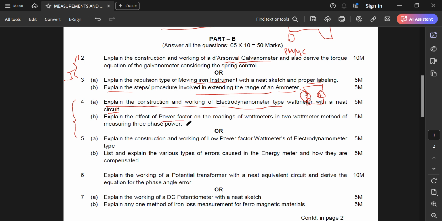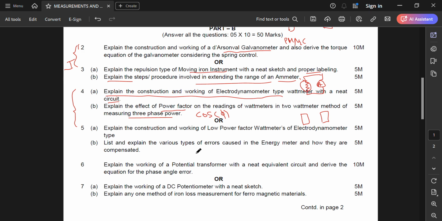What is the power factor meter? Dynamometer type power factor meter. You can explain here. Power factor cos phi is measured directly by using the power factor meter. This power factor meter consists of one fixed coil. It is divided into two parts. The same question which we had for 2 marks also came, but it is for 5 marks.